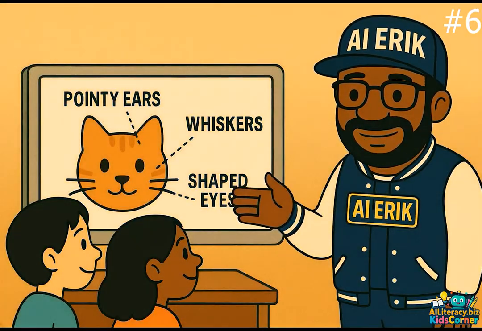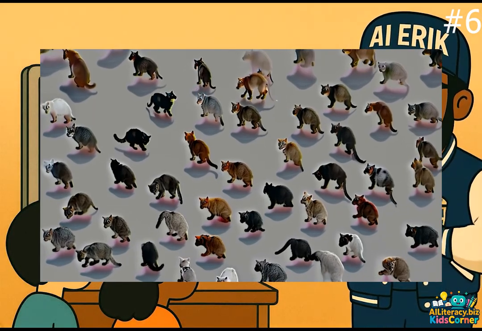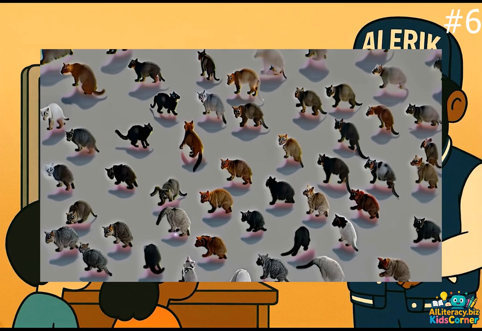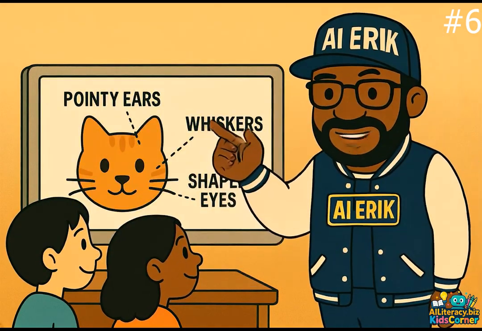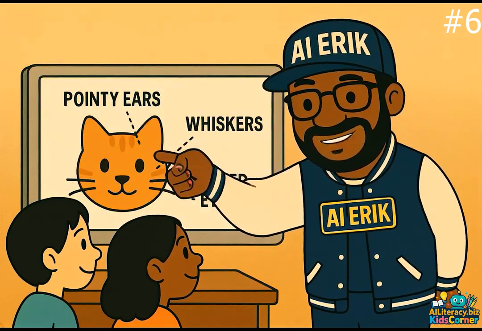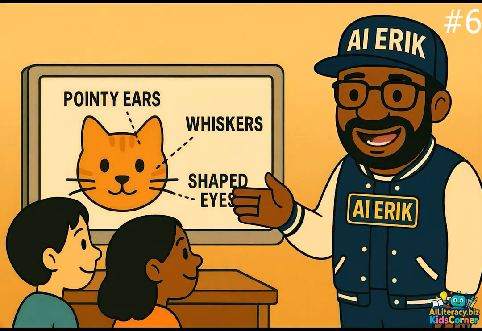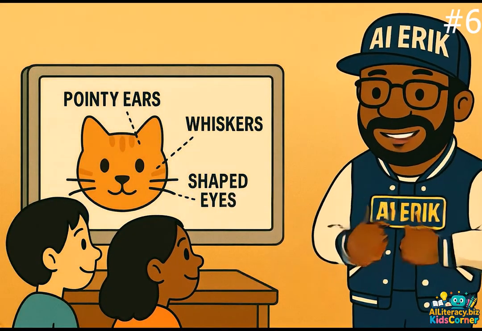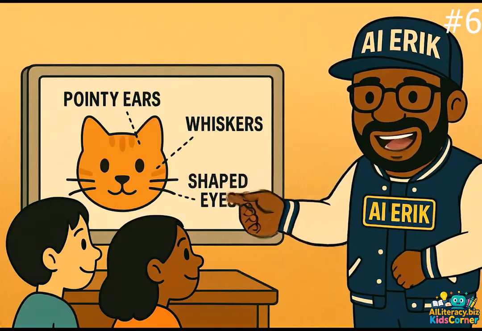Now comes the cool part. The computer analyzes thousands of labeled pictures looking for patterns. It notices things like cats have pointy ears, whiskers, certain shaped eyes, and fur. It's learning what makes a cat look like a cat.